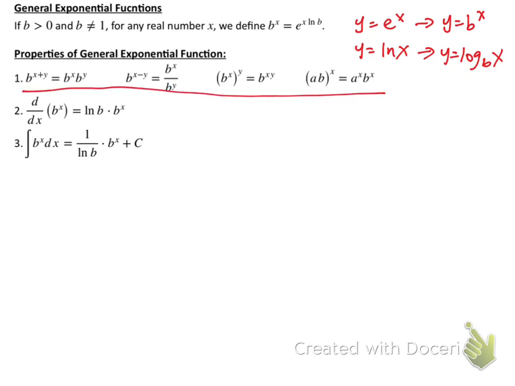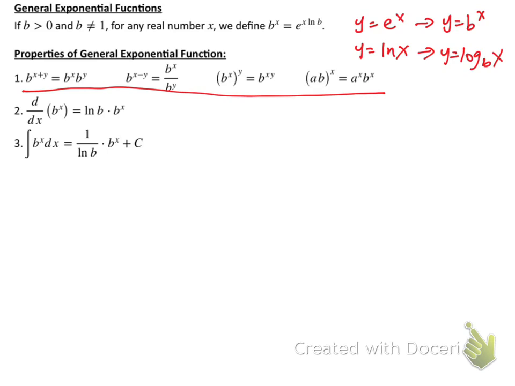Product of powers, you add the exponents. Quotient of powers, you subtract the exponents. Power of power, you multiply the exponents. And when you have a power of product, it equals the product of powers. So again, everything that we knew was true stays true. Now we have two new rules about the derivative and the integral.